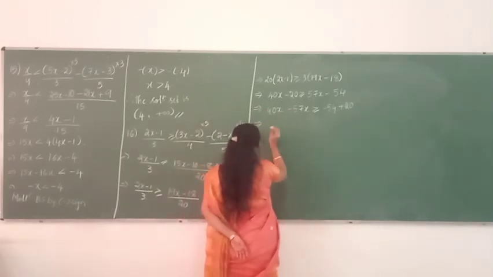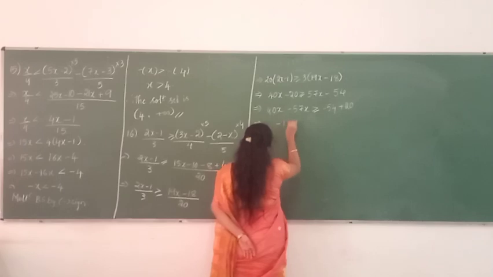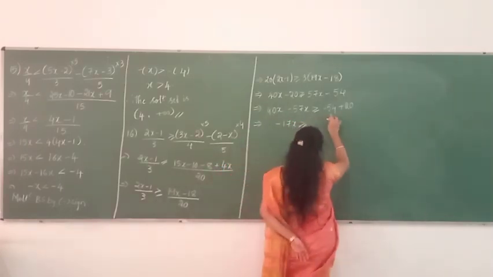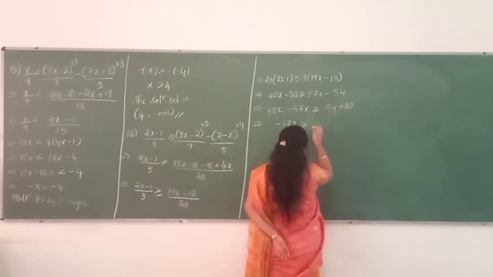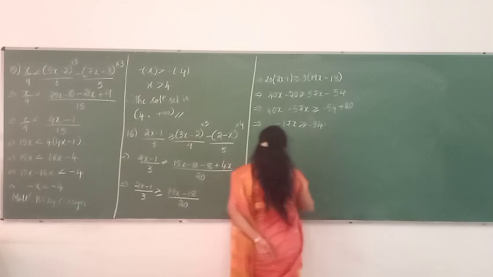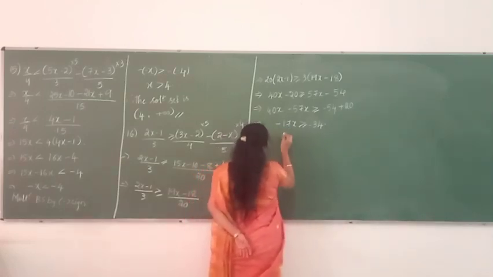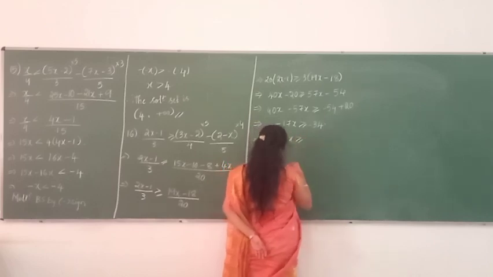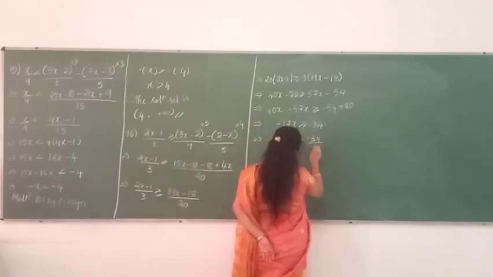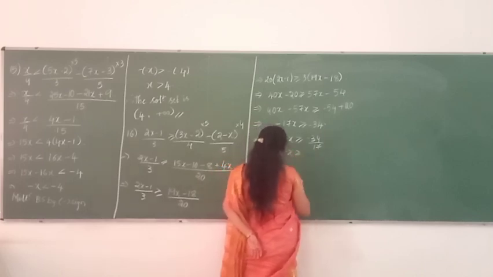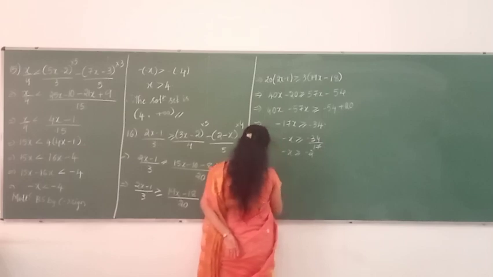So when I simplify these two variables, I will be getting minus 17x is greater than or equal to 64 plus 20, which is nothing but minus 34. So 17 you take it to RHS, so x is greater than or equal to minus 34 divided by 17. So x is greater than or equal to minus 2. 17 2s are 34.